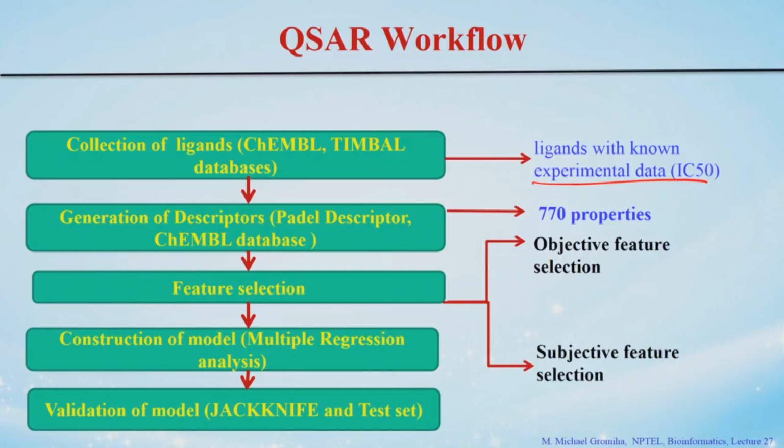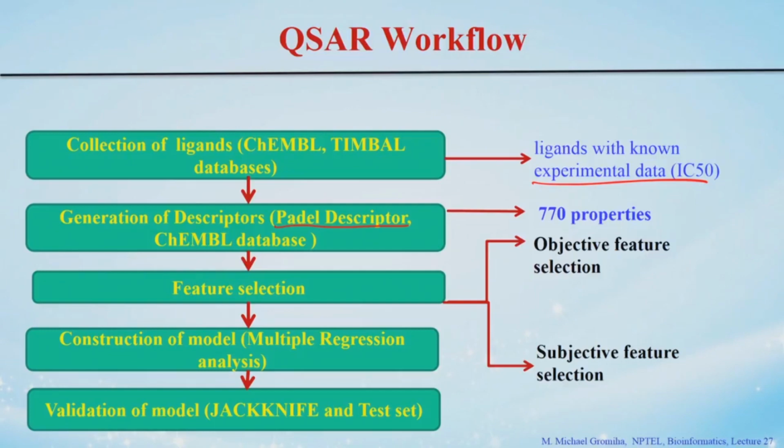features you can select. So, either you can use the known compounds and develop the features, or there is one program called PaDEL descriptor. If you give the compound, this will provide a set of features, about 700 to 800 features. Then many of these features are repetitive. In this case, you have to use a feature selection method, either objective feature selection or subjective feature selection.